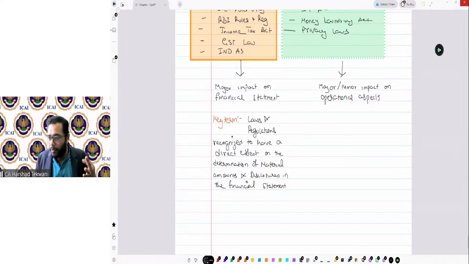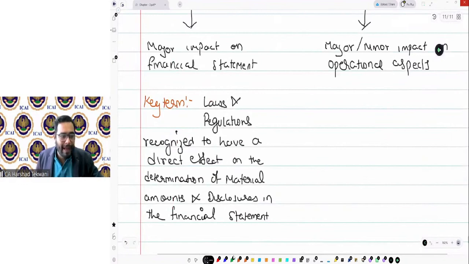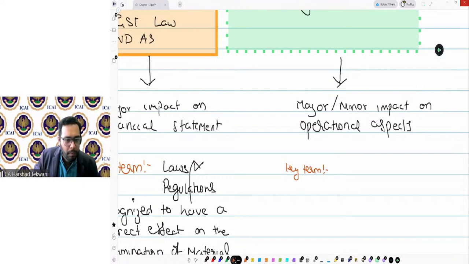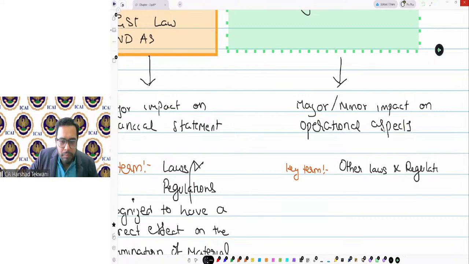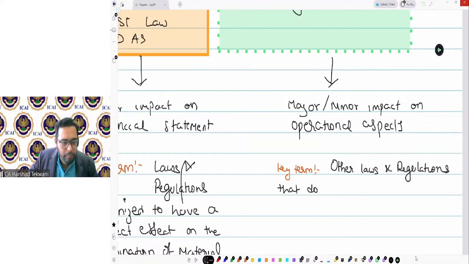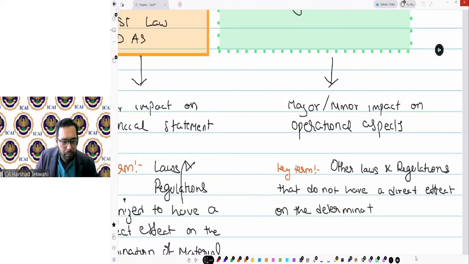The second category, instead of saying major or minor impact on operational aspects, we write it as other laws and regulations that do not have a direct effect on the determination of amounts and disclosures in the financial statement.